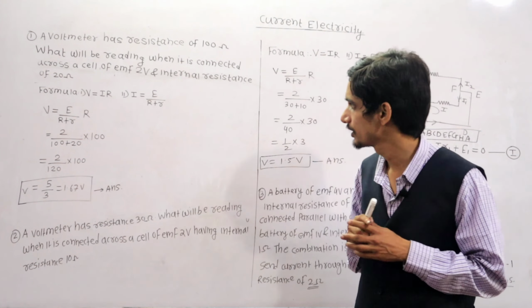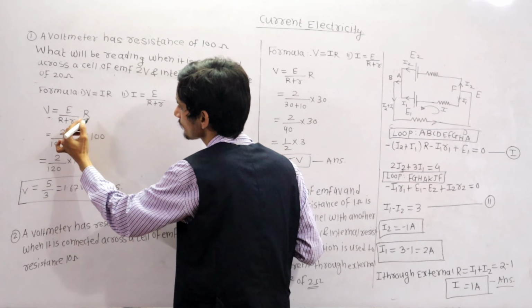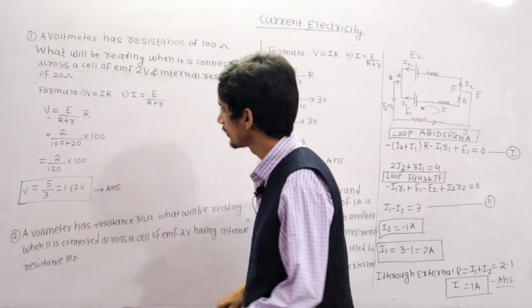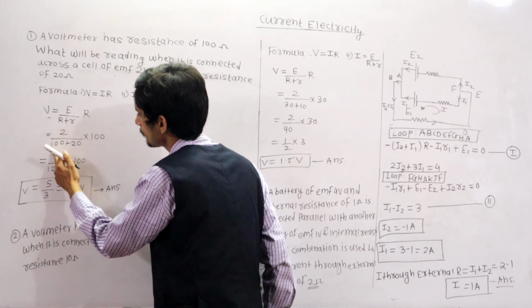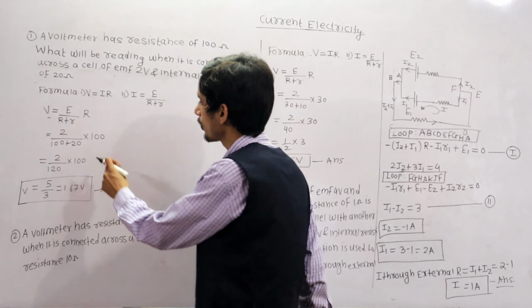Now V is equal to I into R, so after substituting this I, we are getting V is equal to E upon R plus r into capital R. Okay, now E is 2 upon capital R 100 plus small r 20 into 100, so if you solve this, it is actually 5 by 3, which is equal to 1.67 volt. Clear? So answer for this question is 1.67 volt. Then second problem, a voltmeter has resistance of 30 ohm.